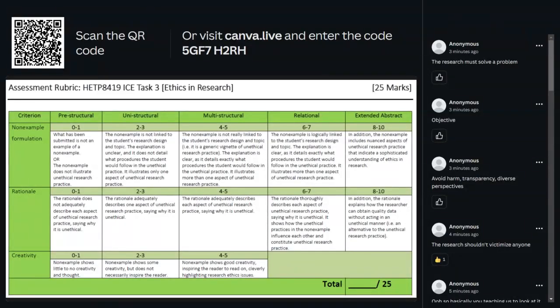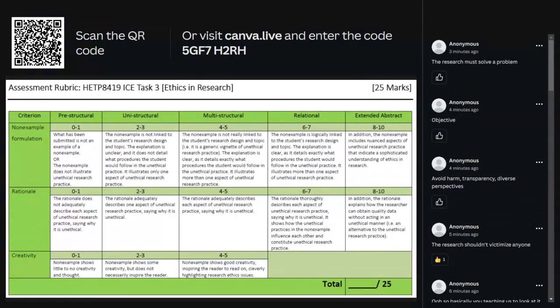So you have to write this from your perspective and your topic. The explanation is clear as it details exactly what procedure the student would follow in an unethical practice, similar to the example that I've given you. And it illustrates more than one aspect of unethical research practice. So you'll see in my example, I gave you 2 or 3, but you have to give more examples to show you understand what ethical research practice actually is by giving the opposite of what it actually is.